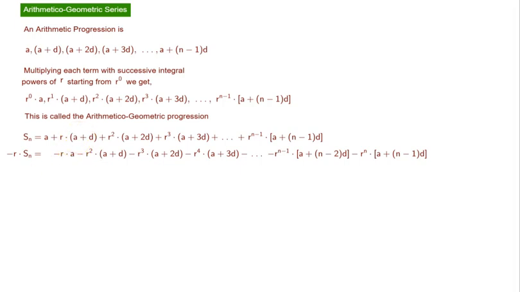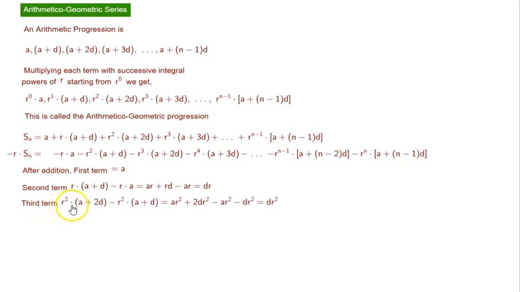So when we add these two, the first term will be a. Now here what we are doing is we are shifting this entire series to the right by one term before we add. So first term is a, second term will be r times a plus d minus r times a. We get ar plus rd minus ar, which gives us dr.